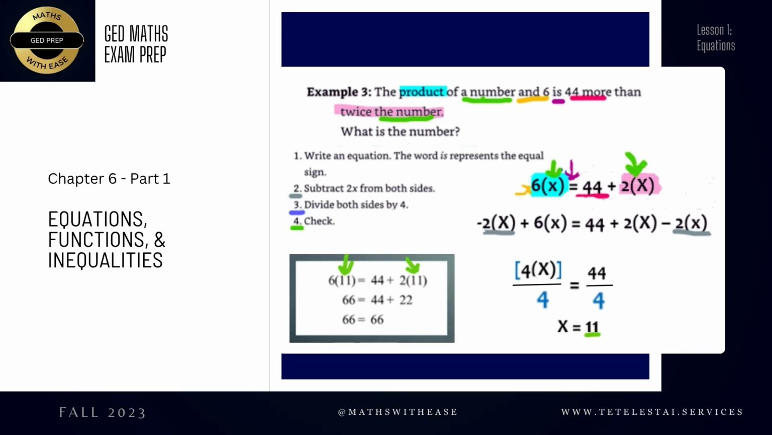And then you simply want to divide both sides of the equation by 4. 4 divided by 4 will leave you with x. 44 divided by 4 will leave you with 11. And so we know that x equals 11.